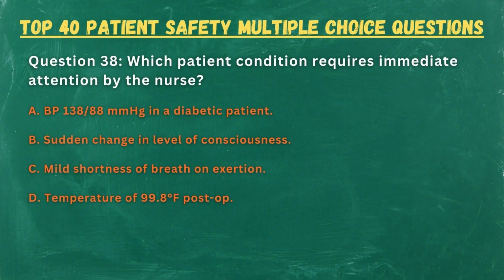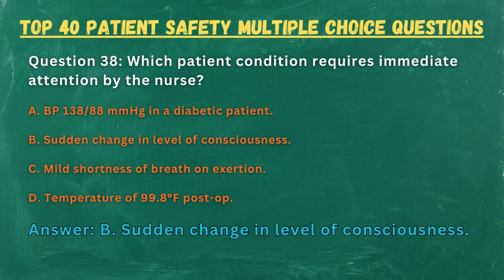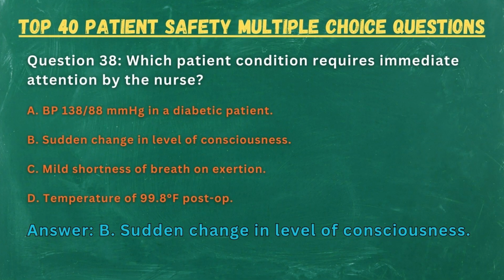Question 38. Which patient condition requires immediate attention by the nurse? A. BP 138 over 88 mmHg in a diabetic patient. B. Sudden change in level of consciousness. C. Mild shortness of breath on exertion. D. Temperature of 99.8 degrees Fahrenheit post-op. Answer. B. Sudden change in level of consciousness.